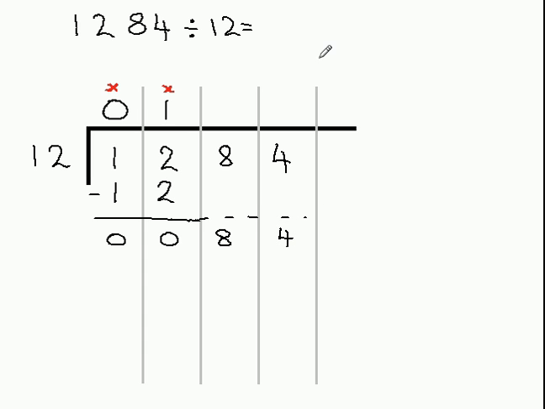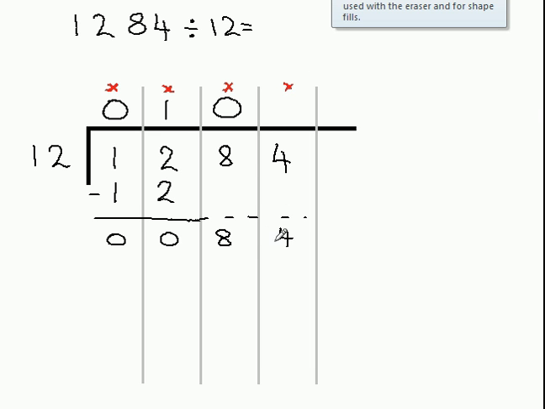Now let's have a look at this next column here where the 8 is. If I have a look at the 8 here, there's nothing else in front of it, so it's just a plain 8. How many lots of 12 can I get out of 8? Well, I can't get any. So just like before, I'm going to skip this column and move on to the next one, but I'm going to put a 0 in the place that I've skipped. So now we leave that column and move on to the next one.